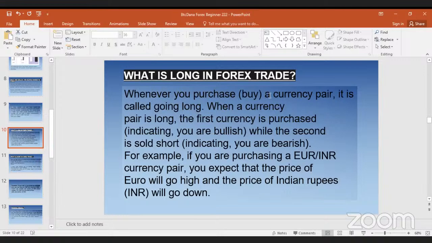When you purchase or buy a currency pair, it is called going long. When a currency pair is long, the first currency is indicating you are bullish, while the second is sold short. Don't worry, you don't need to pay too much attention to this. All you need to pay attention to is that in long we are buying. When I say a market is going long, it means we are in a buying trend. We are in a buying market.